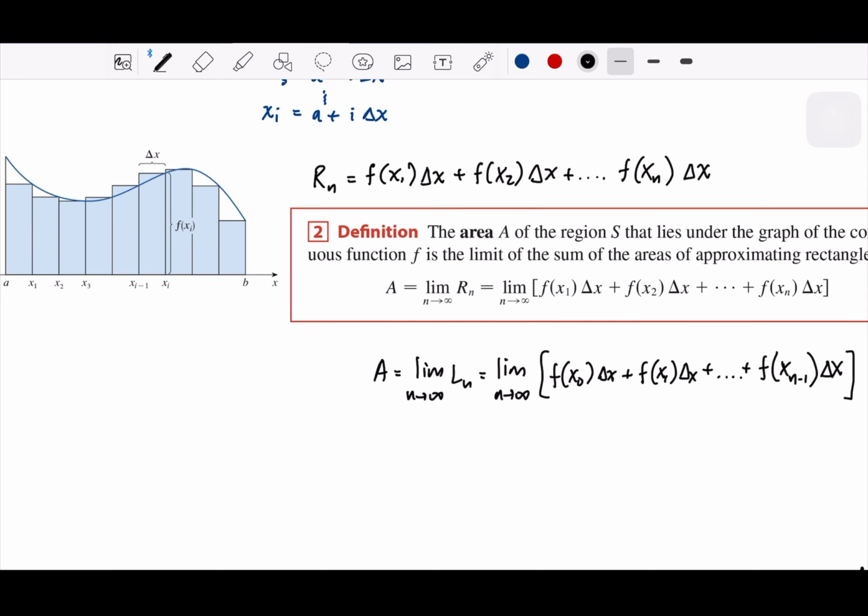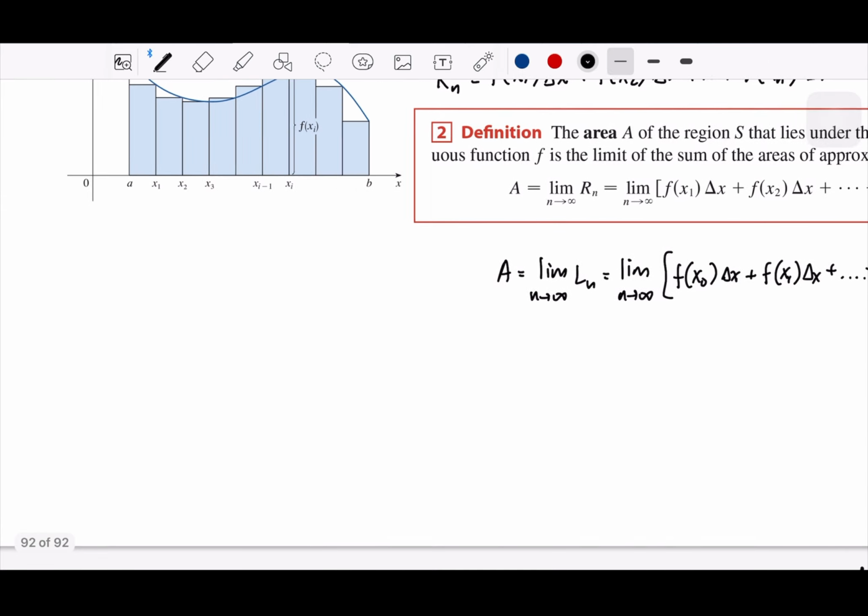But we want the approach to be more general. So we could take all the conditions, either right endpoints, left endpoints, or the midpoint. They all have some restriction, so we could take any points as a sample point. You could take any point between here, and we could write this formula in a more general version.